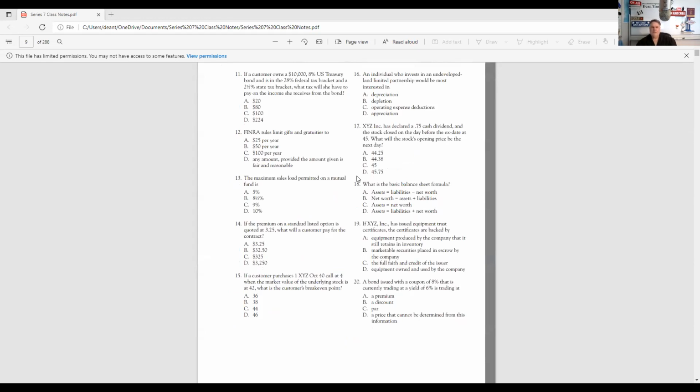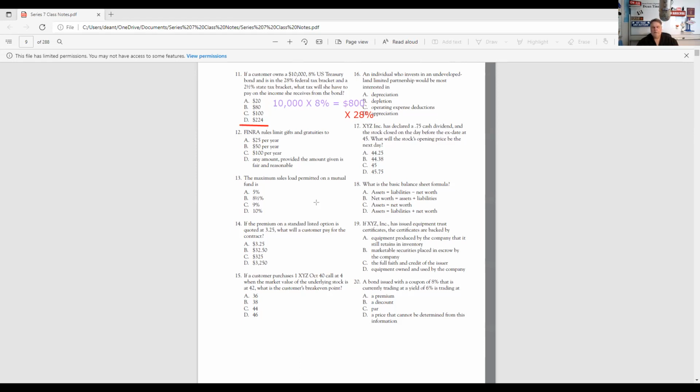A customer owns a $10,000 8% Treasury bond. So that means $10,000 times 8% means I'm going to get $800. It will be paid to me in two semi-annual installments. I'm in a 28% tax bracket. So I'm going to pay 28% in taxes. 28% of $800 is $224.